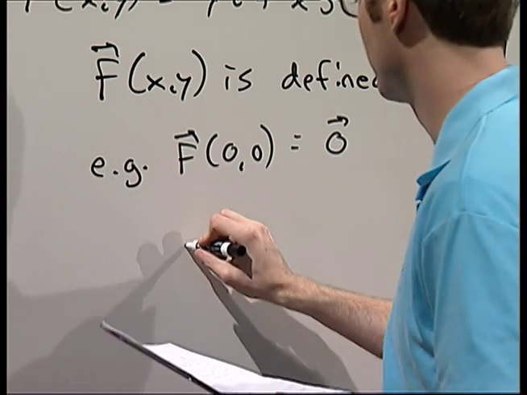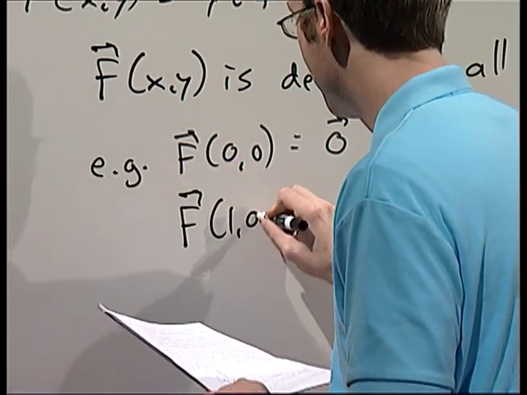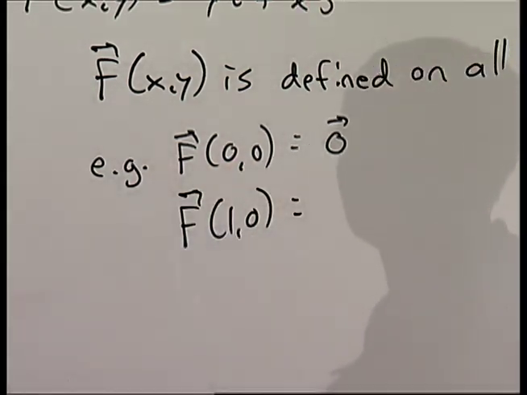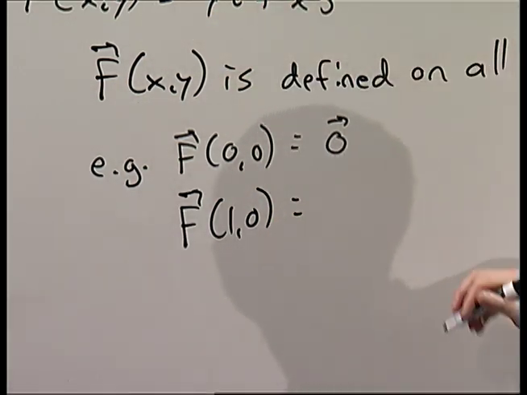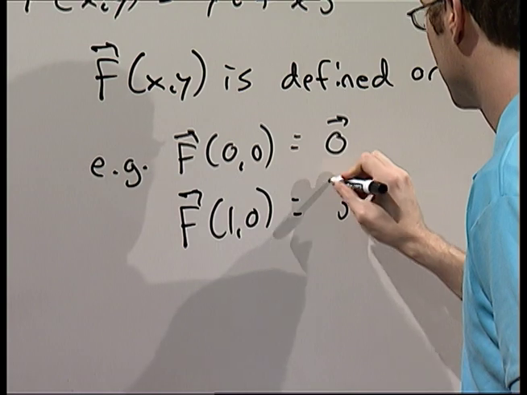Let's pick some more interesting ones. Maybe we pick 1, 0. If I pick 1, 0, what do I get? Well, I get negative 0i plus 1j. So this guy is just the vector j.